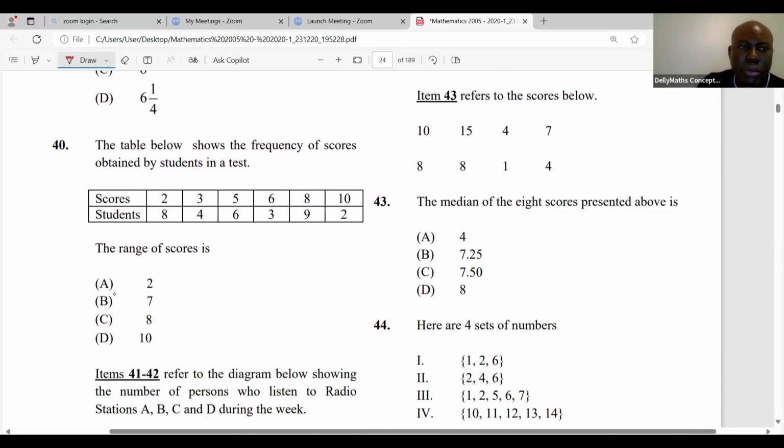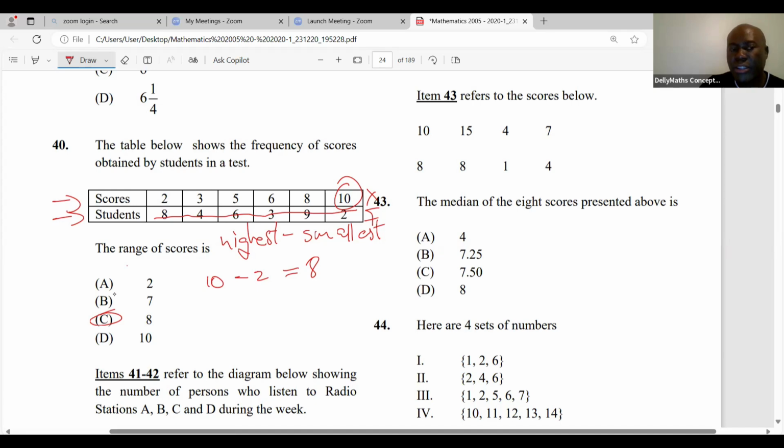40. The table below shows the frequency of scores we have. So we have the scores here, and we have the number of students. This is F. This is X. What's the range? The range is the highest subtract the smallest, or the lowest, I should say. And remember, this is not scores. The scores is up here. That is going to be 10 minus 2, and the range is 8. One other thing you have to bear in mind is that you have to look carefully. Your frequency is not your data that you're using. The scores are, so you have to pay attention to that. So the answer for that one is actually 8.